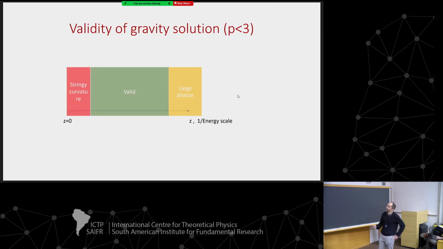Now, this transparency here is just to remind you of the regime of validity of these solutions. The gravity solution is valid in some range of radial directions, which corresponds to a certain range of energy scales. The curvature blows up near the boundary, and near the interior, the dilaton becomes large, and you have to do something else. So the green region is where you have the green light to apply that gravity solution.